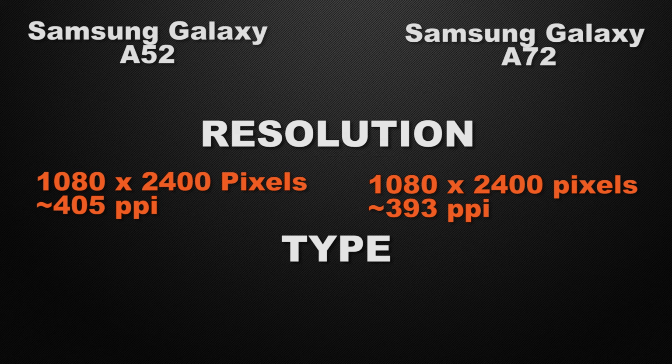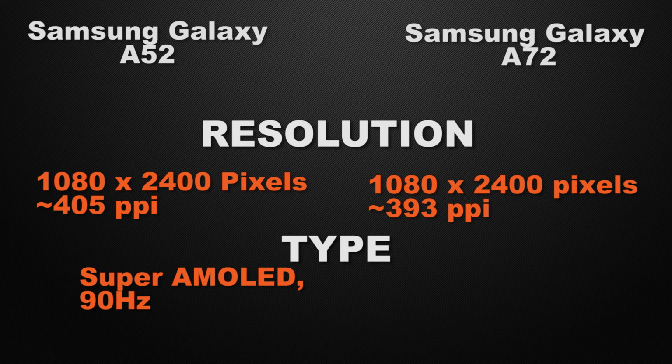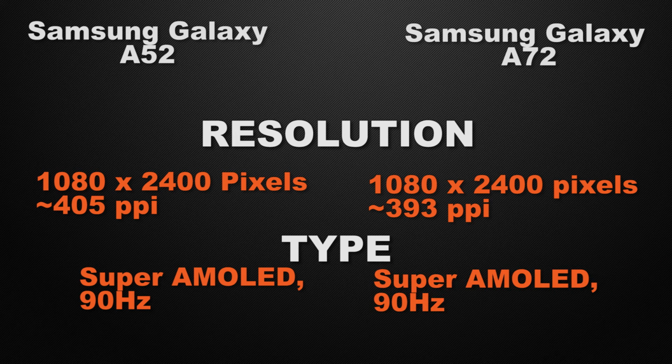And about the display type of the devices, A52 has a Super AMOLED display with a 90 Hz refresh rate, whereas A72 also has a Super AMOLED display with a 90 Hz refresh rate. So it's a tie here because both of the devices come with the same display panel.